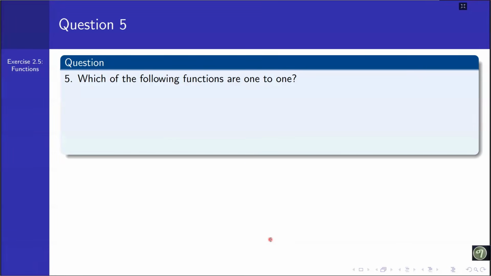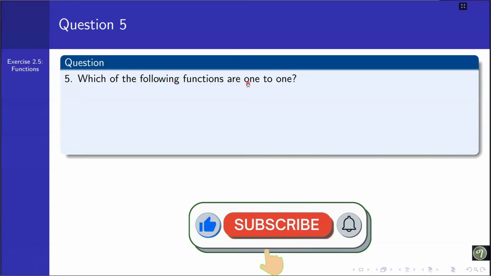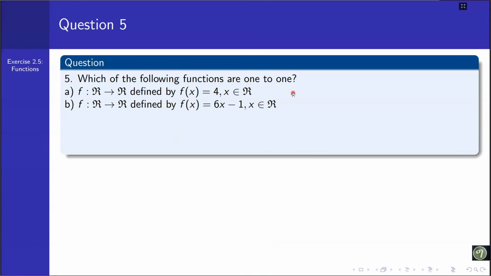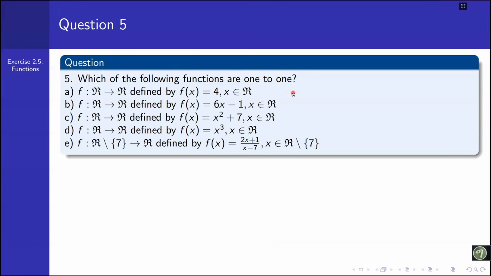Question number 5. It says which of the following functions are onto, one-to-one again. So the functions are this one.